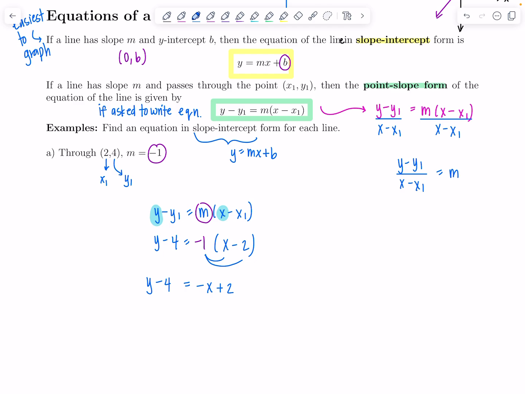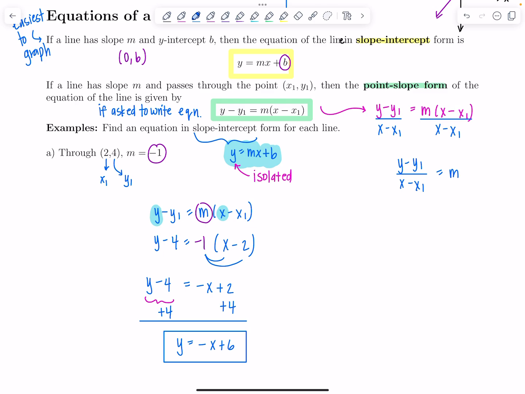And then remember my goal, I have to end up in y equals mx plus b form, which means y needs to be isolated all by its lonesome on the left-hand side. Is that currently happening here? Why, no, it is not. So we need to get rid of that 4. 4, get out of here. I'm going to add 4 to both sides. And then now I'm left with y equals -x plus 6.